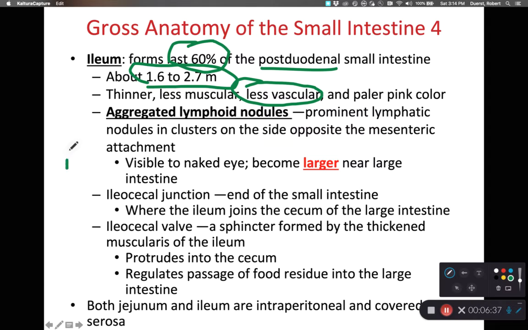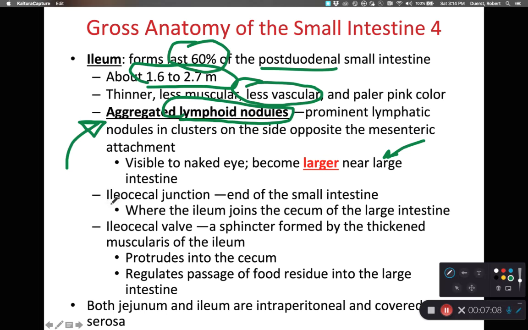jejunum. It's also worth emphasizing that the ileum is where we start to have increases in bacterial concentration. So we're going to have lots of lymphatic nodules associated with the ileum, and these nodules are clustered opposite of the mesenteric attachment point. As we look at the ileum with the naked eye, these lymphoid nodules become larger and larger as they get closer and closer to the large intestine, where we have feces and a ton of bacteria.